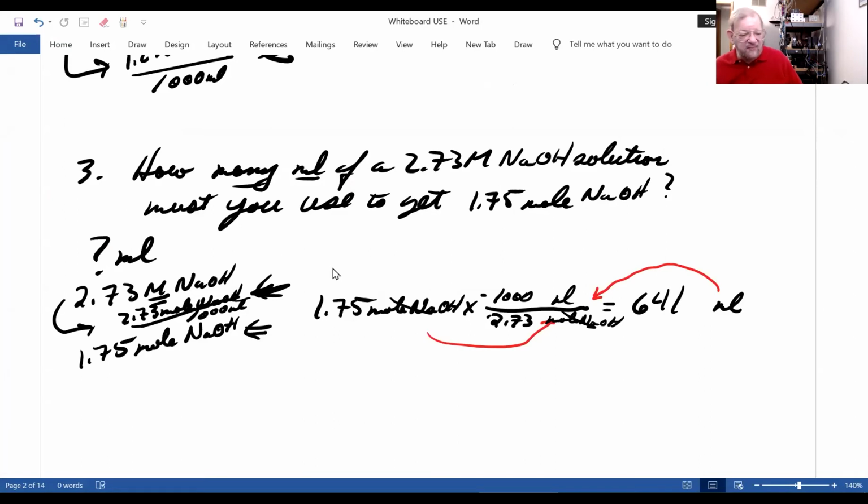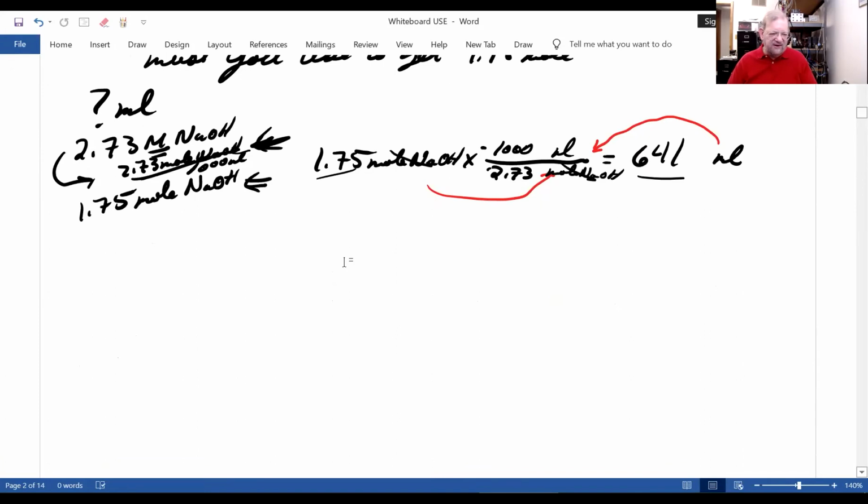So if you need 1.75 moles of NaOH, and you happen to have this molar solution sitting on the shelf, all you have to do is measure out 641 milliliters of that solution. And that's the beauty of molarity. It is beautiful. Now you know I'm a chemist.